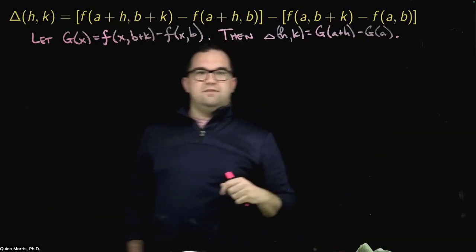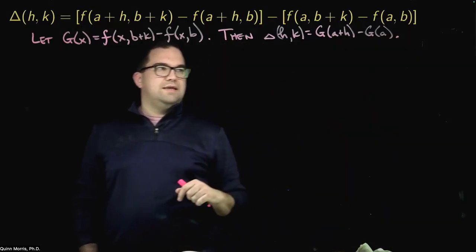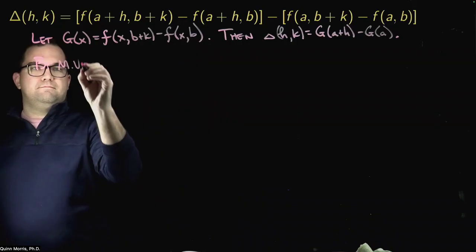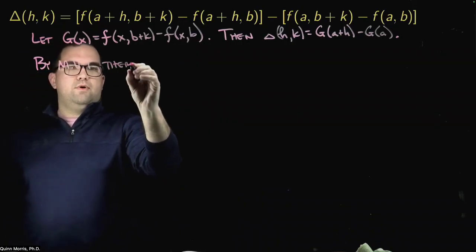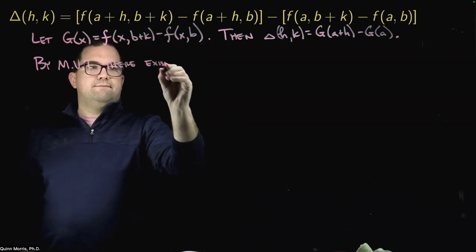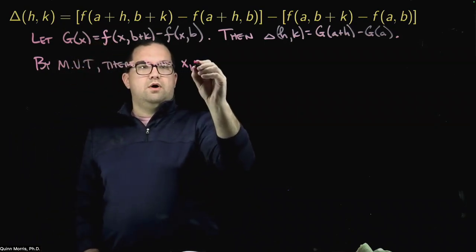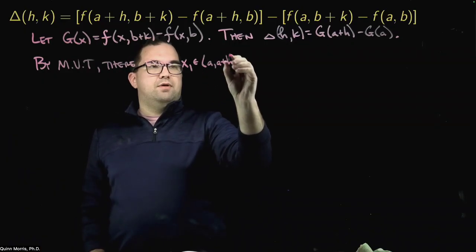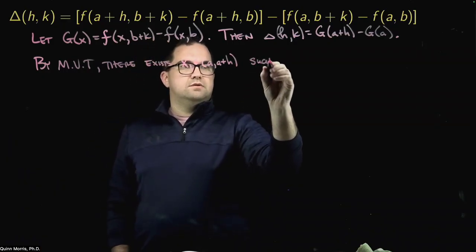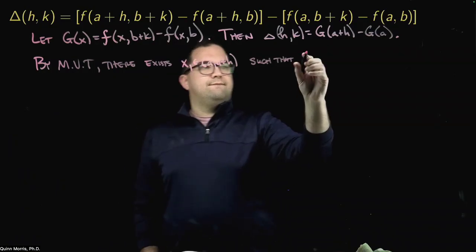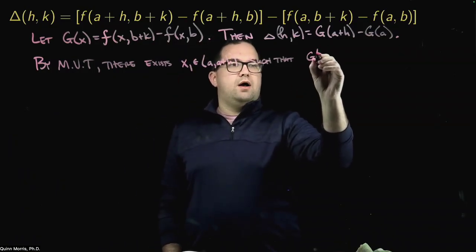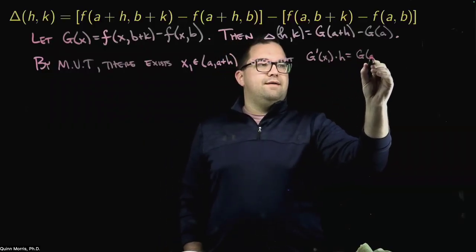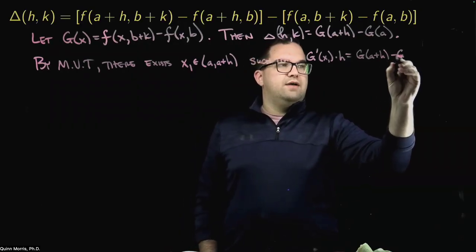So I'm actually going to apply the mean value theorem to this quantity g of a plus h minus g of a. So by the mean value theorem, there exists some point, I'll call it x1, between a and a plus h, such that g prime of x1 times h is equal to g of a plus h minus g of a.